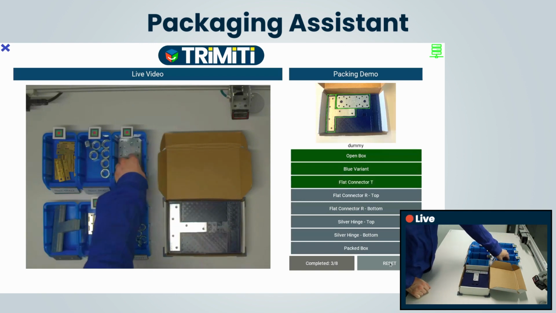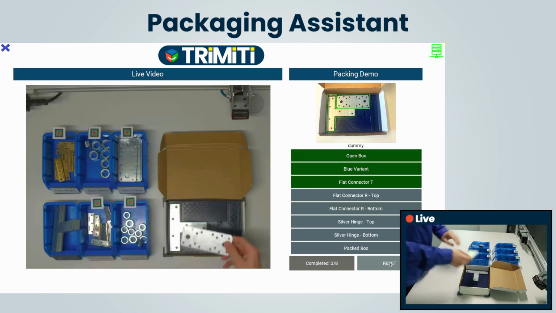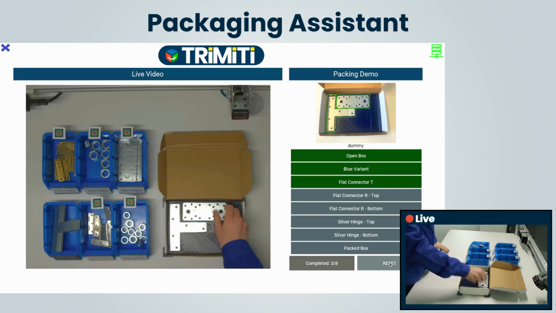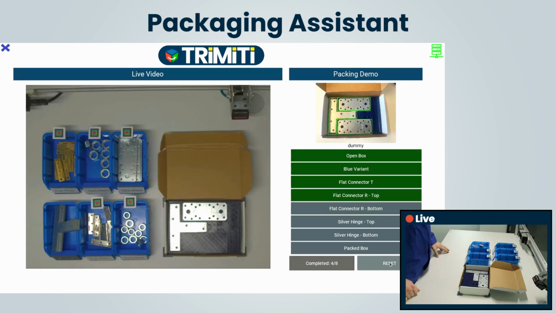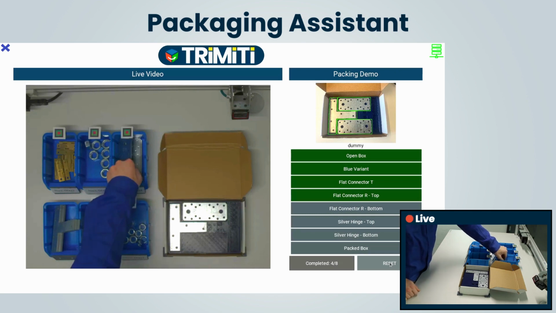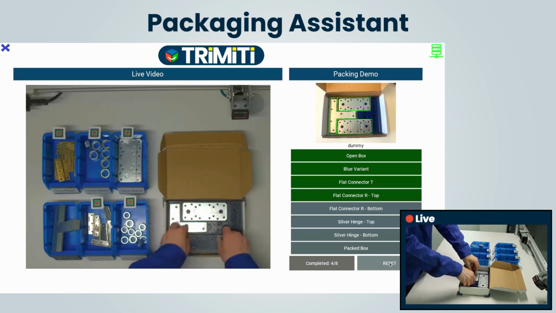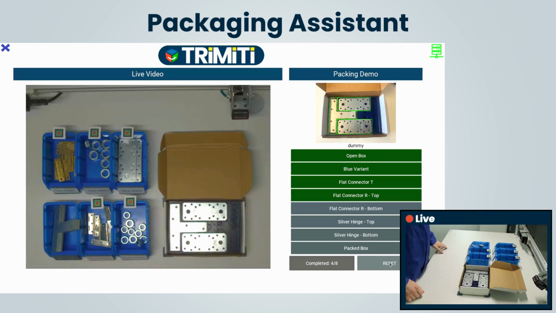To start, scan the variant using the integrated barcode reader. Trimity can then get the correct sequence based on the part ID from MES or ERP systems. After that, it will verify the correct part list to be packed and guide the worker through every step of the process. Trimity combines worker guidance and quality control.